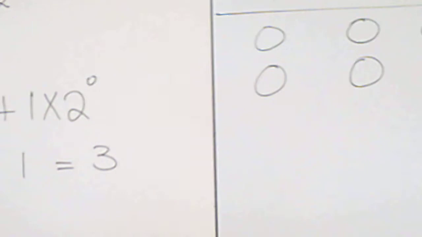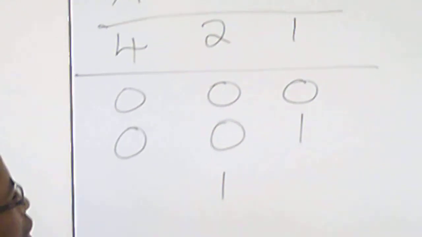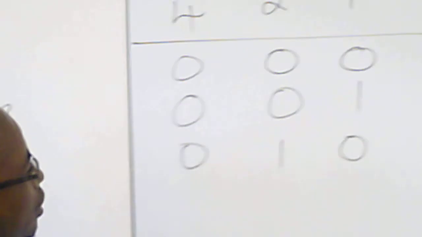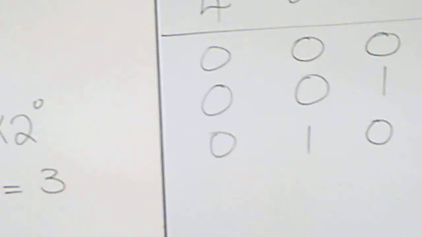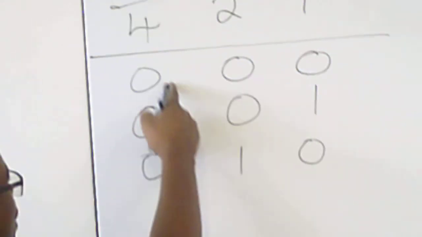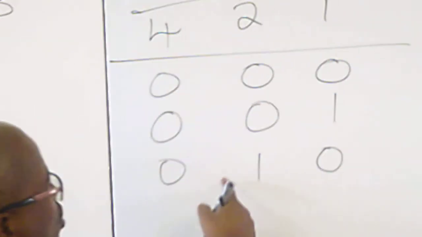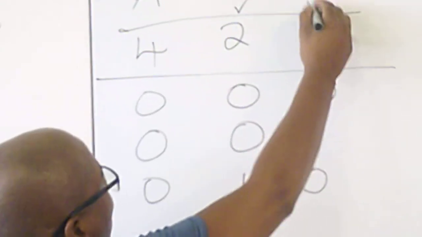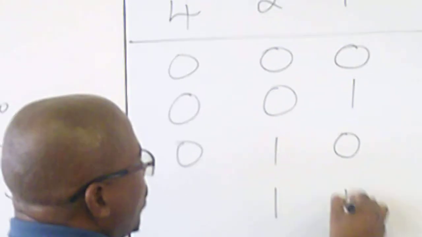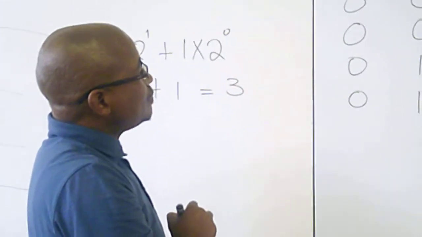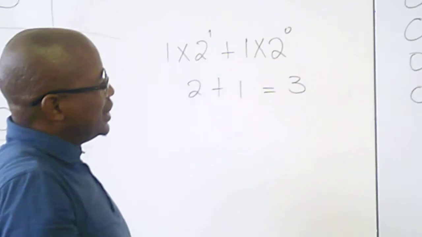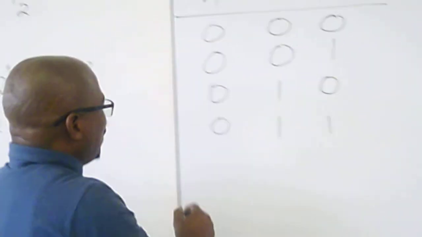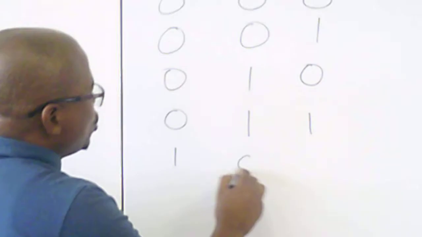From 1, I go to 2. Where is 2? 2 is here. I put a 1. I don't need 1, I don't need 4. Next, I will go to 3. In order for me to get a 3, I need a 2 and a 1. So it will be 1 here and 1 here. I don't need a 4. And then next, I will need a 4. For me to have a 4 is here. I don't need a 2, I don't need a 1.